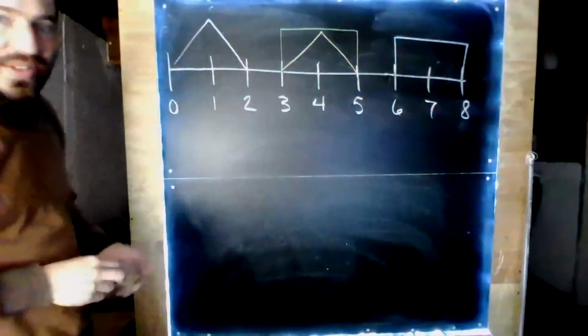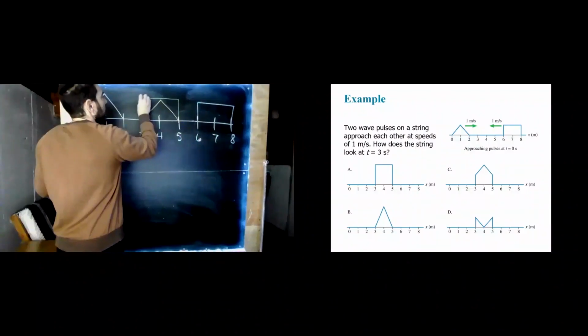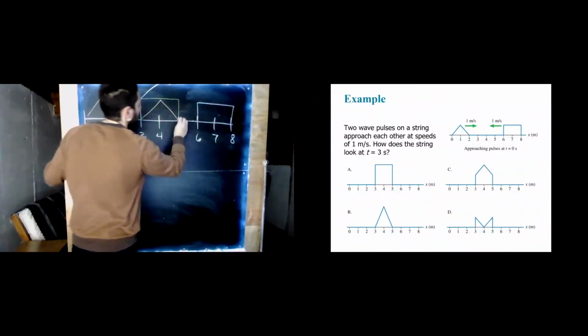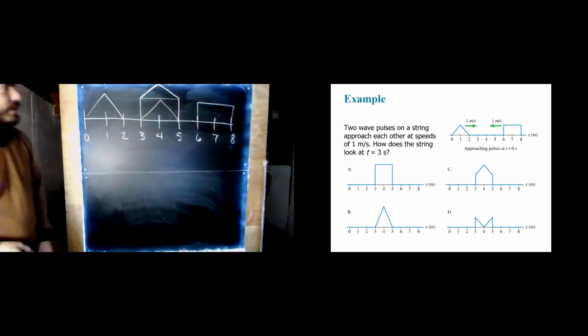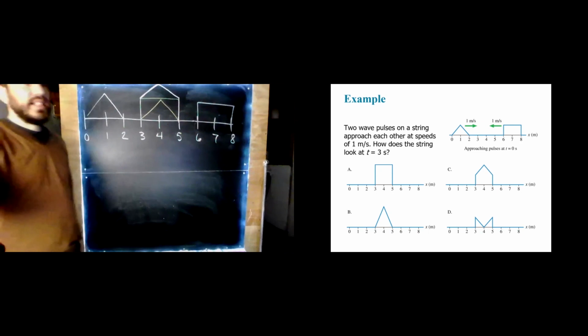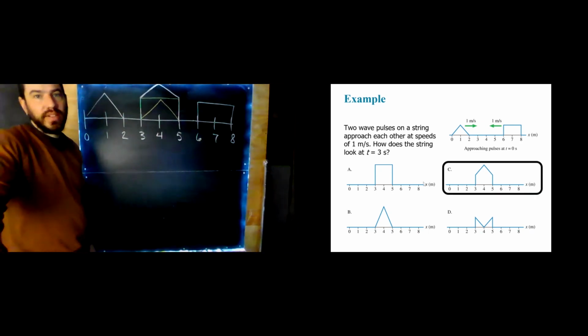What happens when I add those together? Well, I will end up with something like this. Kind of ran out of room here a little bit, but we get the idea. We're going to end up with something like that. The correct answer is C. This is an example of constructive interference.